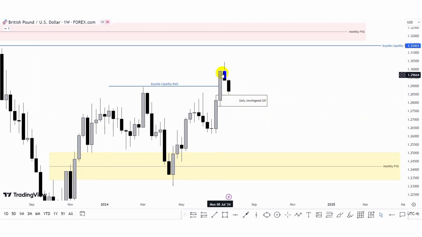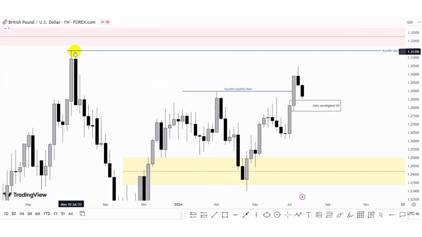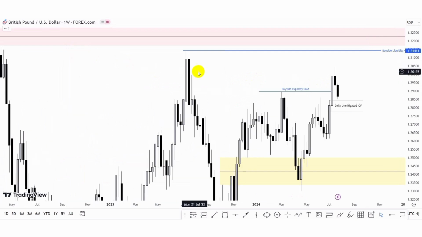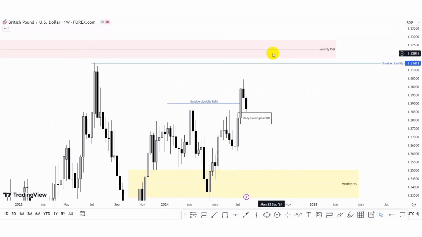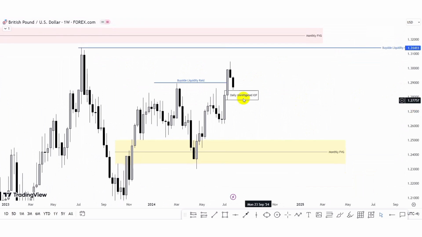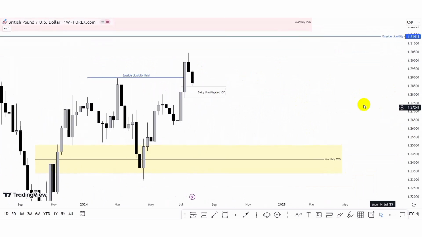So we anticipated to see price fall to the downside for price to mitigate the daily unmitigated institutional order flow. Don't forget, our anticipation is to see the raid of this buy side liquidity and for price to mitigate this monthly fair value gap. So now what we are going to see is that price has not yet really mitigated the daily unmitigated IOF. So we are still anticipating the push of price into the zone before we can frame our bullish ride to the upside.